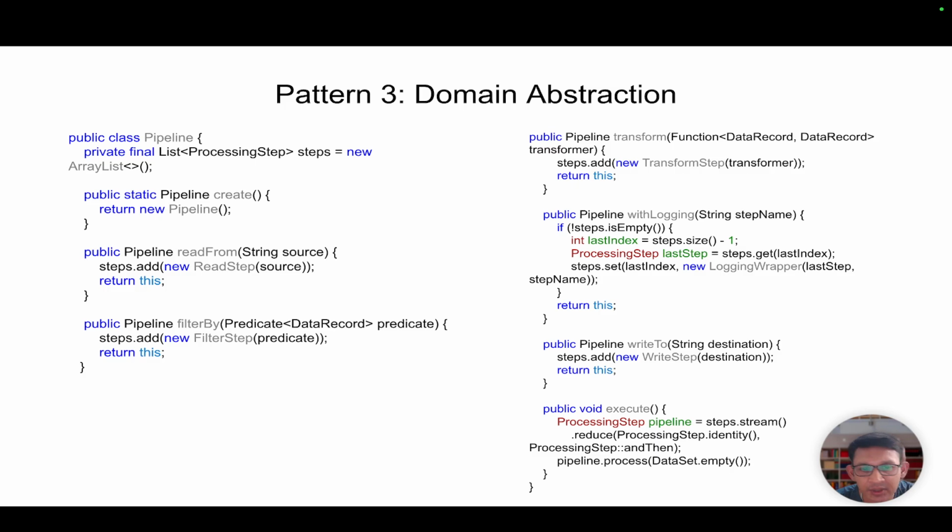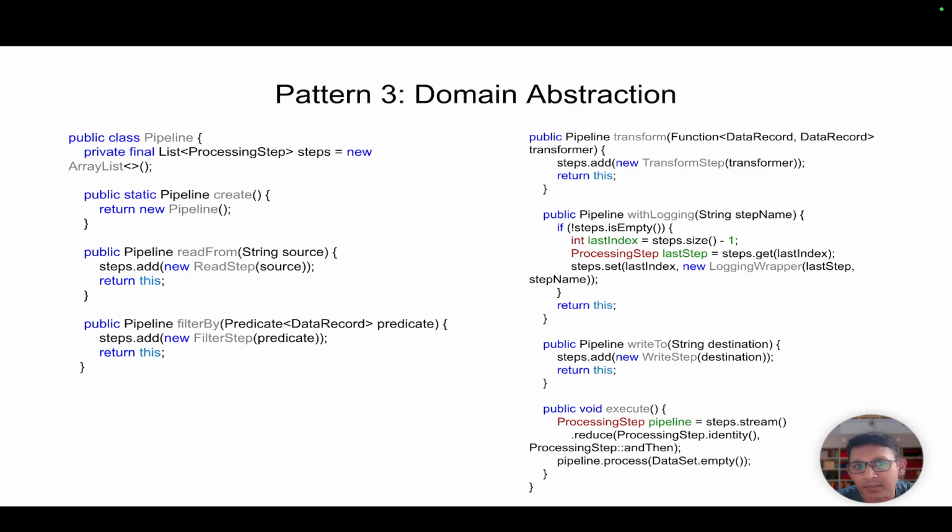Now look at the with logging method. This is particularly interesting. Instead of adding a new step, it wraps the most recent step with a logging wrapper. This allows users to selectively add logging to specific steps without changing the overall structure.